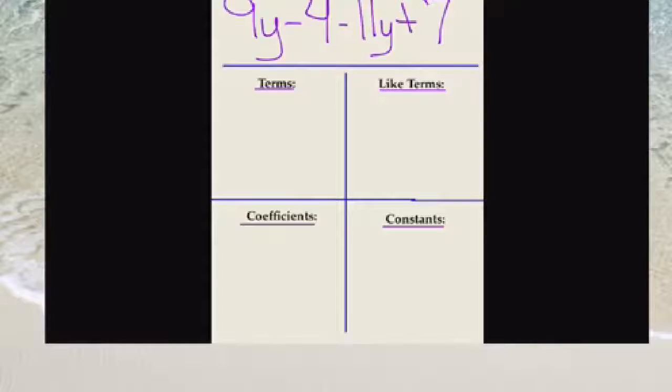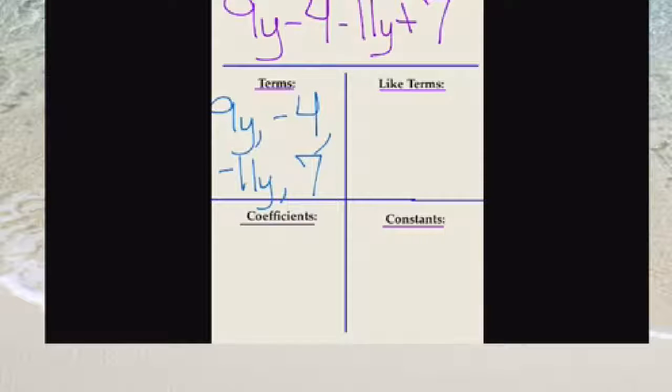Now we've got the expression 9y minus 4 minus 11y plus 7. Again, let's start with our terms. So pull out each part of the expression. We've got positive 9y, negative 4, negative 11y, and positive 7.